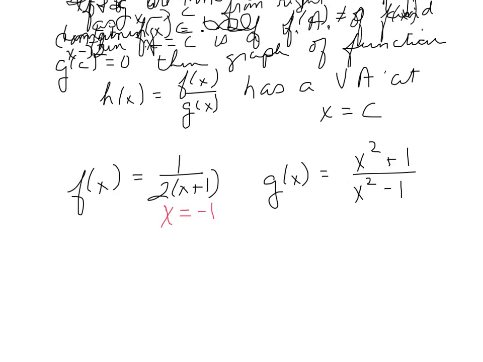Okay, Adam, what about here? G of x is x squared plus 1 over x squared minus 1. Do I have any vertical asymptotes? Yeah, and I don't care if you do it that way, that's fine. X equals plus or minus 1.